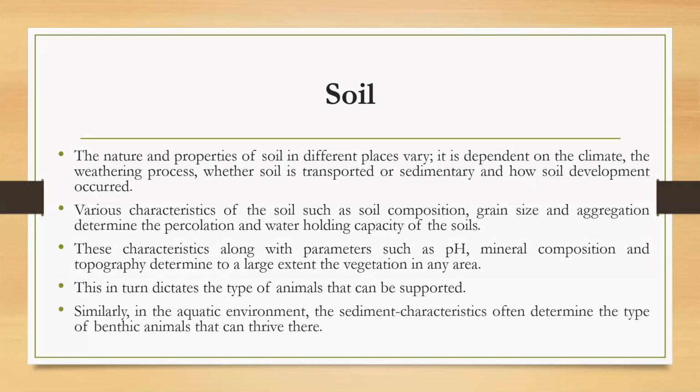Similarly, in the aquatic environment, the sediment characteristics. Sediment characteristics means the chemical composition which is accumulated in the ocean, which often determines the type of benthic animals that can thrive there. The type of aquatic animals is decided by the chemical composition, or the soil composition, which is leached from the land to the aquatic ecosystem.